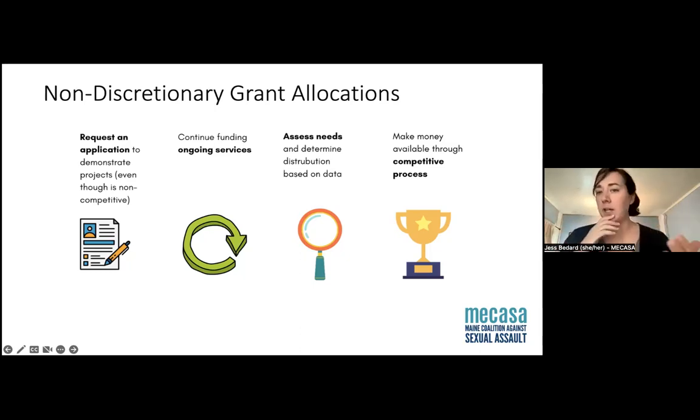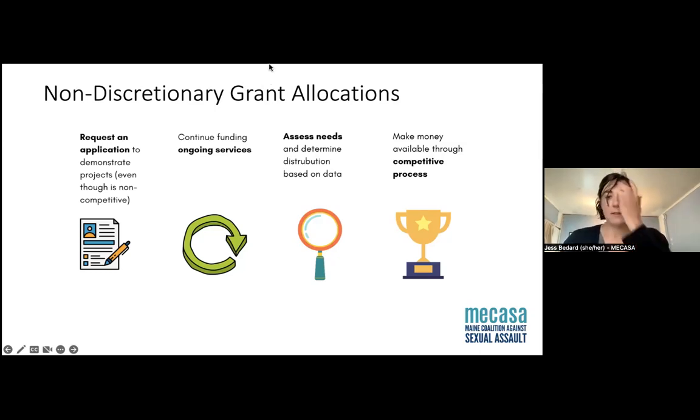They may continue funding ongoing services. That certainly happens sometimes. Decisions about whether there needs to be an increase in that funding can be part of the advocacy that MECASA might do. They may be assessing needs and determining a distribution based on data. And that's where MECASA might, for example, be looking at the data about your services, and shaping assessments about needs for crime victims in Maine more broadly, and trying to help make connections about how the services you all provide connect to the needs of folks in Maine.